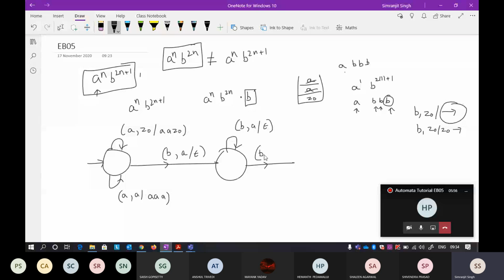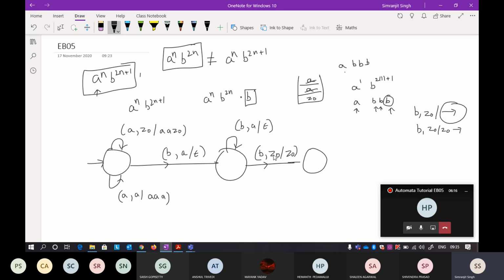So with b, when there is z naught, you don't do anything, you just move to this state. If you want to make this the final state, you can do this, or if you want acceptance by final state, you can also do this. So by seeing a b, you don't do anything.